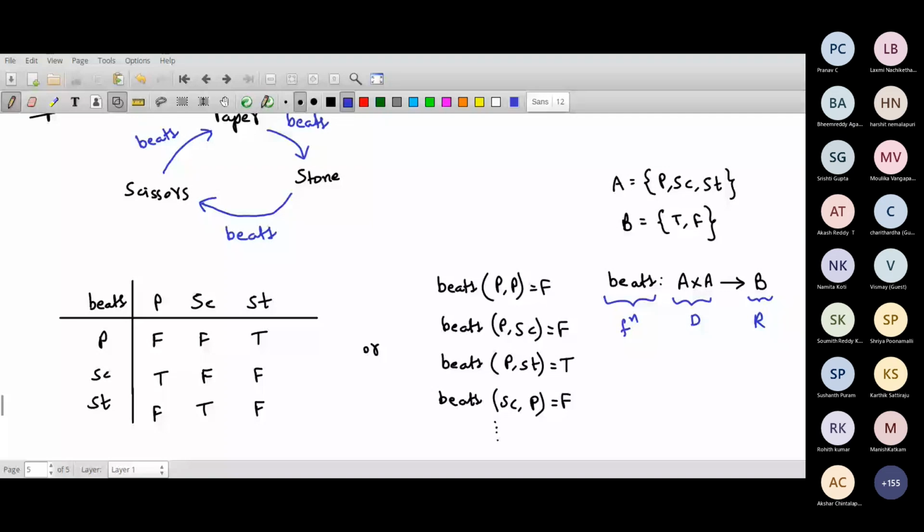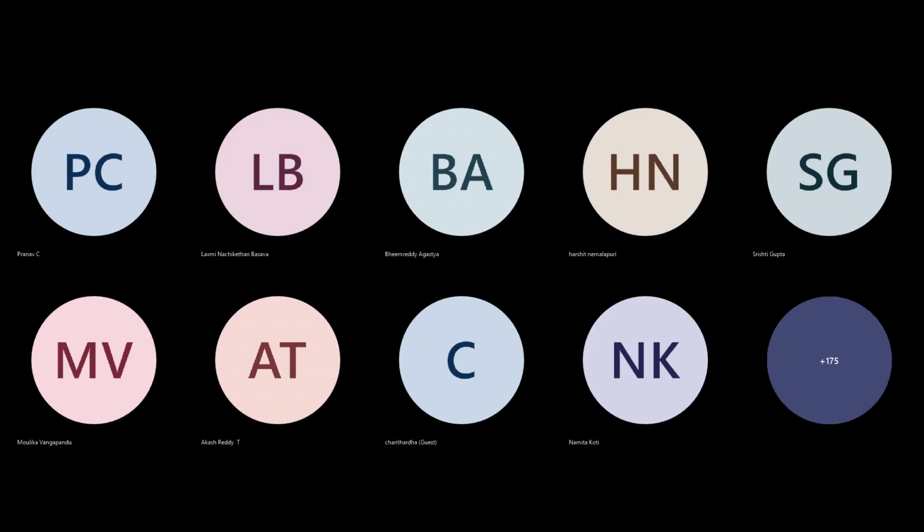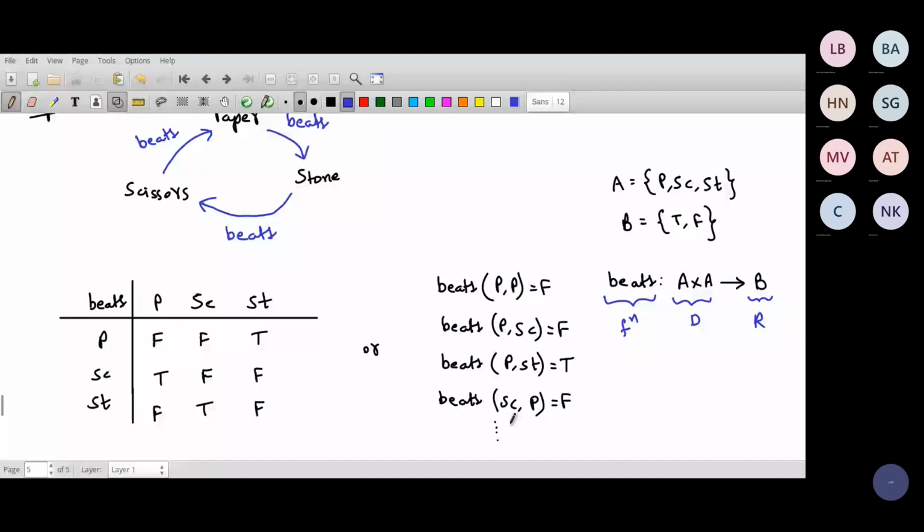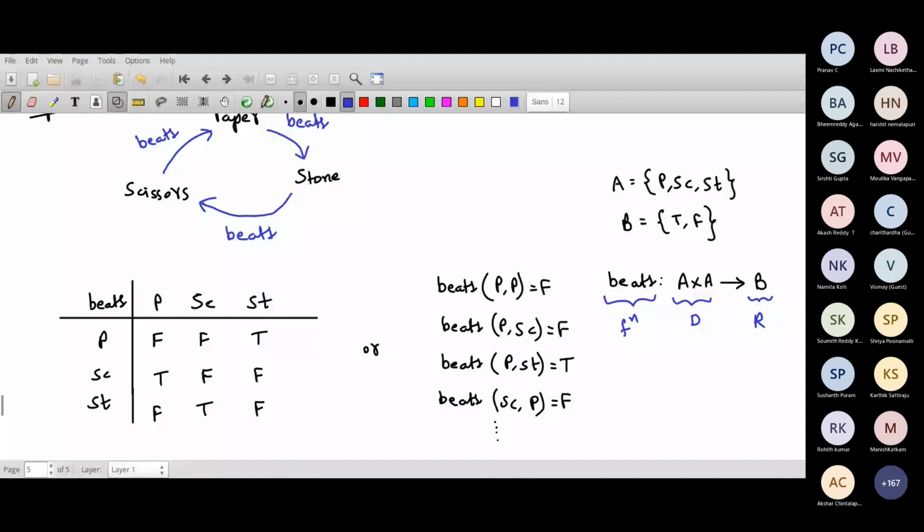Oh, you're unable to see what I'm writing. Okay, just a minute. Are you able to see now? Mention in the chart. Yeah. Okay.